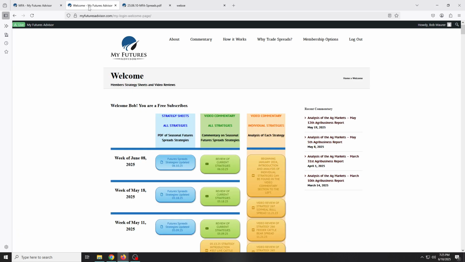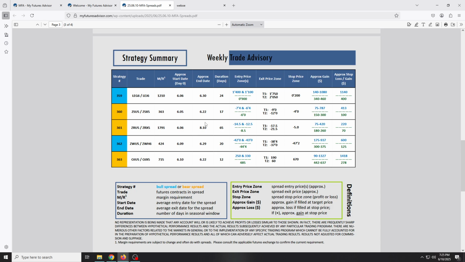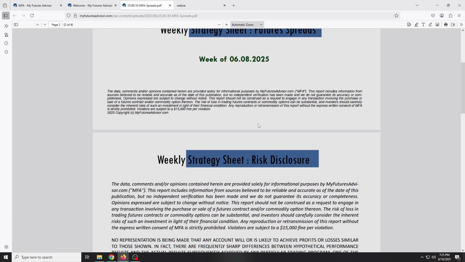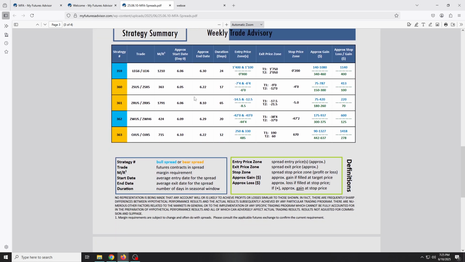So let's hop into the portal here. You'll see the most current PDF version right here. So this is for the week of June 8th. And this is what we're dealing with. So we're all new. We've got top line 359 bull spread cattle. Second line is 360 bear spread soybeans. Middle is 361 bear spread rice. 362 is bull spread wheat. 363 is bear spread OJ.